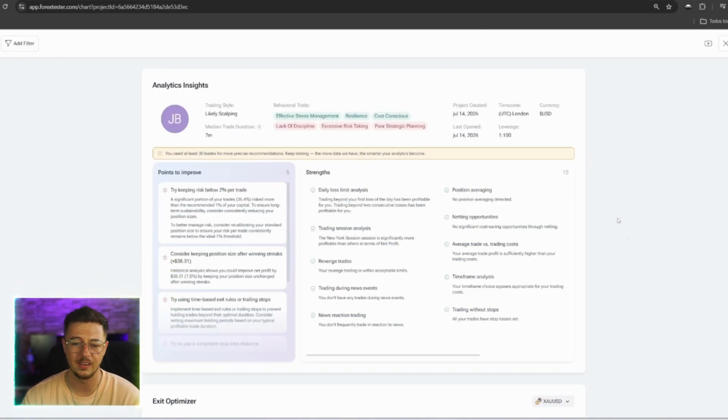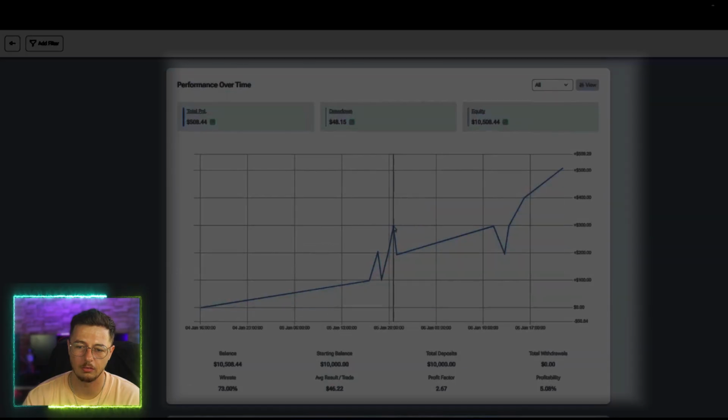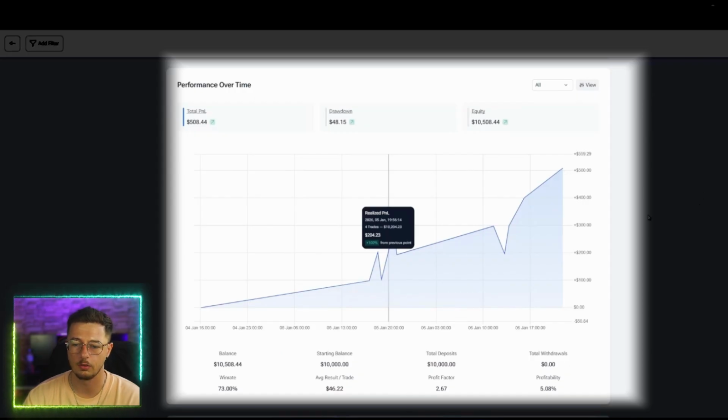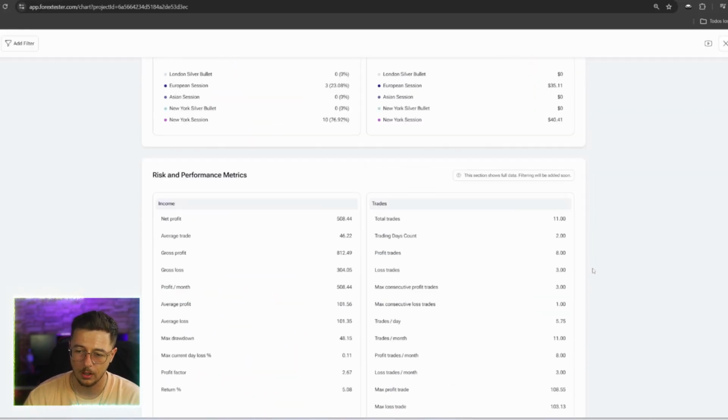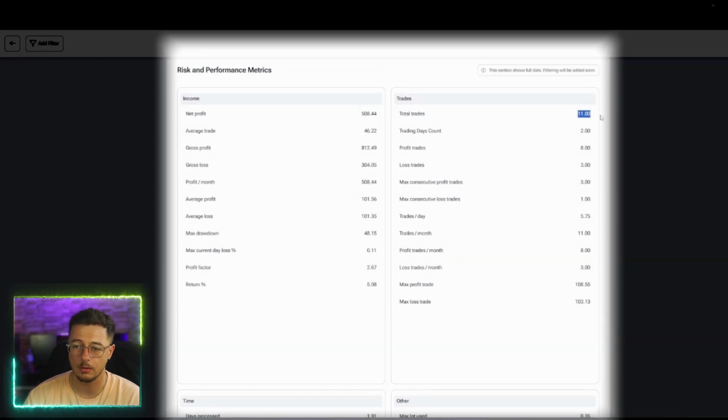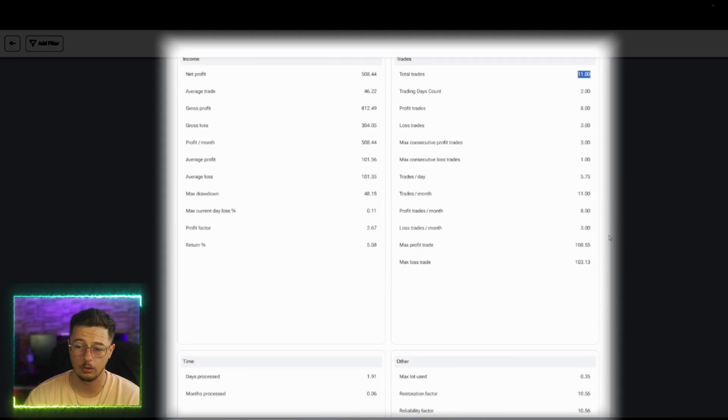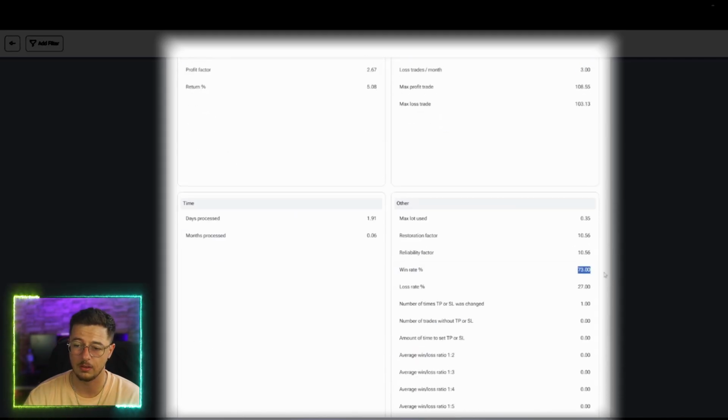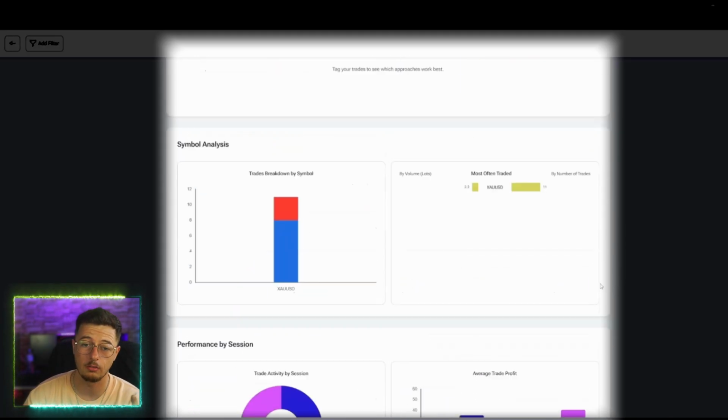As well, if we come into our analytics, we can see we have a nice equity curve coming up to this 5% profit. And if we come down here, we've done 11 trades in 2 days. So that is a good amount of trades. And obviously we have had a win rate of 73% with a risk reward of 1-to-1, so that is perfect.